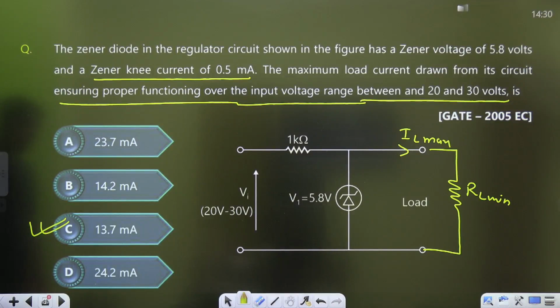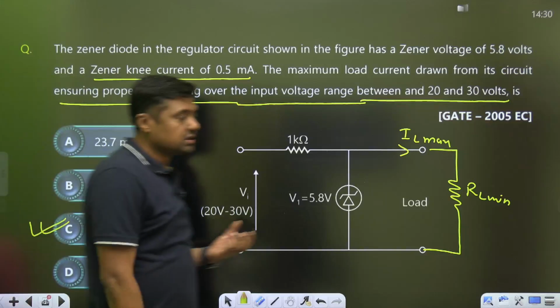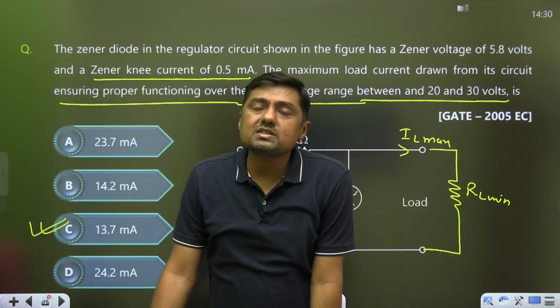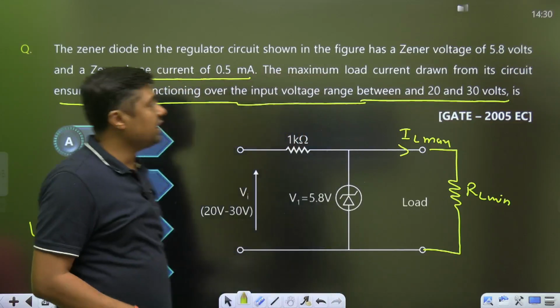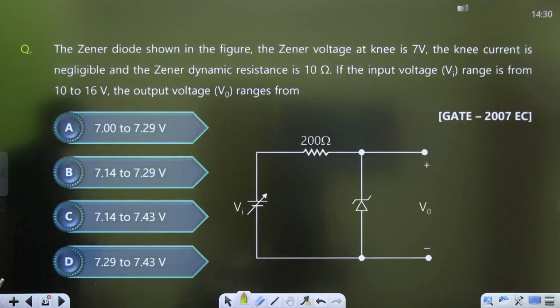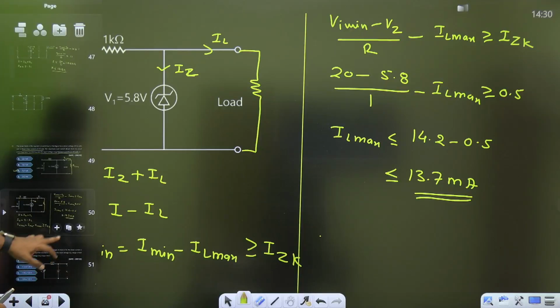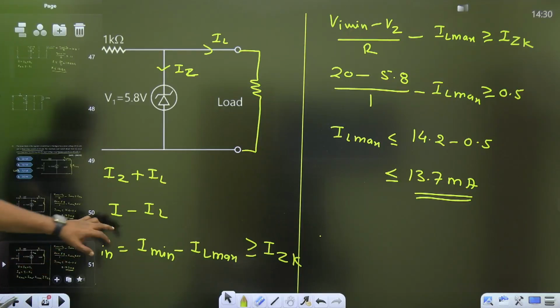13.7 milliampere, guys. Okay, that will be the answer for this particular question. Now, what is the mistake here? Some students are making a mistake. What are the general mistakes in this particular question? I am going to explain it to you.